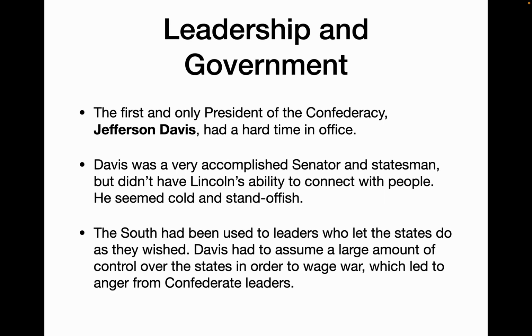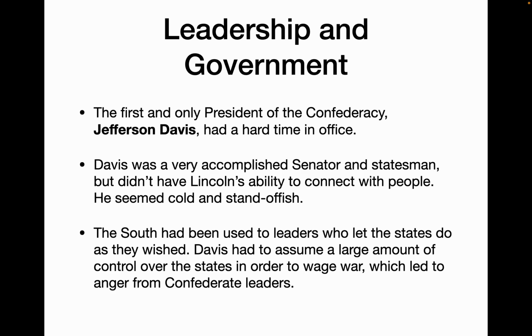The only president of the Confederacy that ever was Jefferson Davis, and he had a rough time in office. He was a very accomplished senator, secretary of war, statesman. However, he seemed sort of cold and standoffish, especially compared with Lincoln's ability to connect with people, to tell a joke, to get people sort of at ease. Davis could never put people at ease.